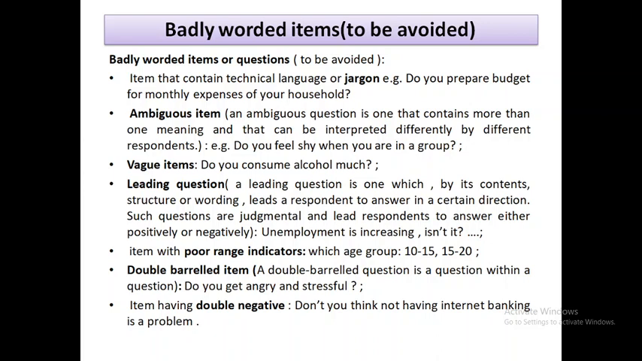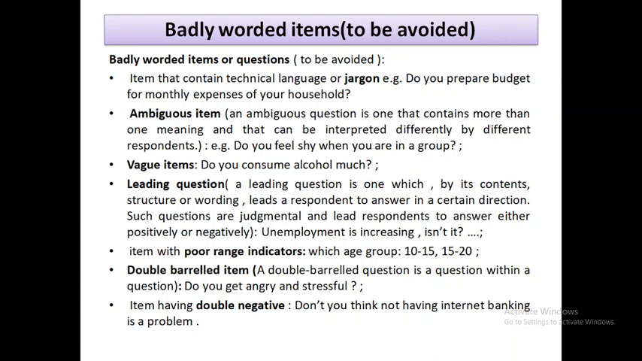So for example, in which age group are you in? Say 10 to 15, 15 to 20. Now the respondents may be confused if there is a respondent who is in between, where to indicate his age, because this 15 is in the first category also, in the second category also. So a confusion will arise and this will again distort the data collection process.